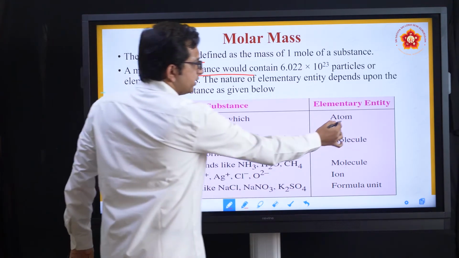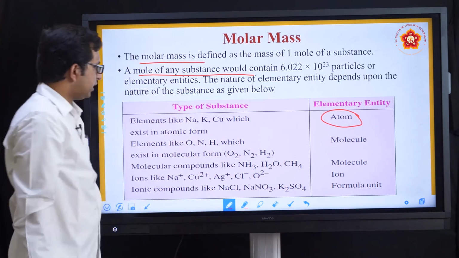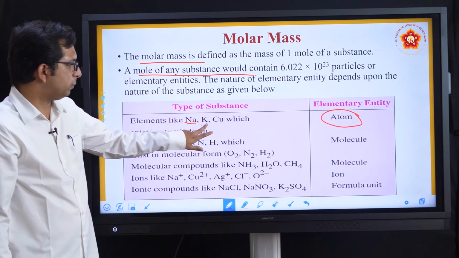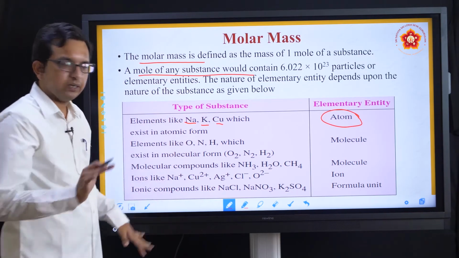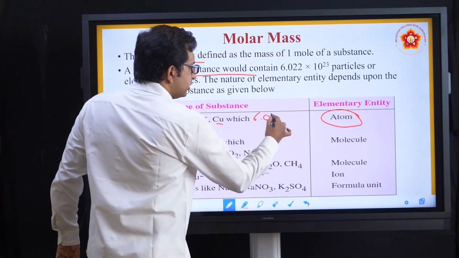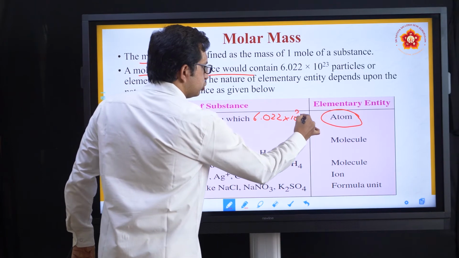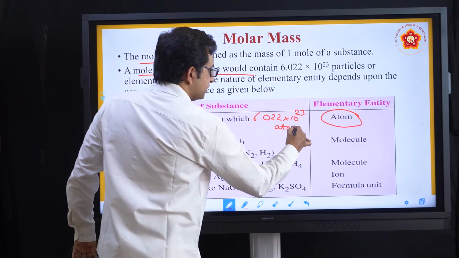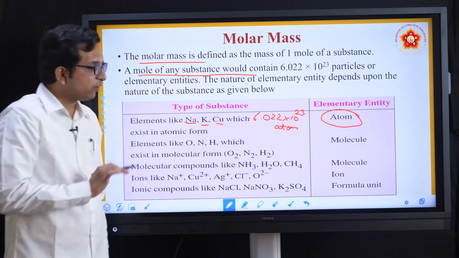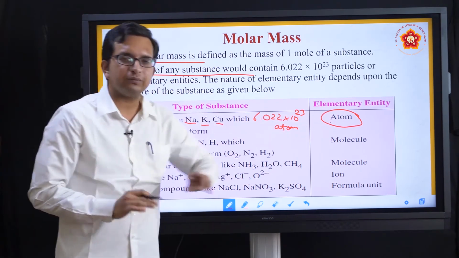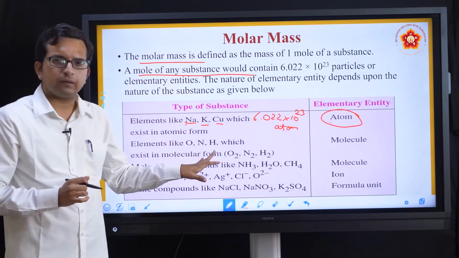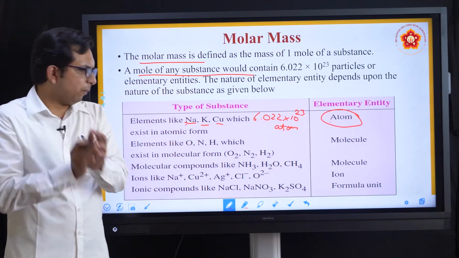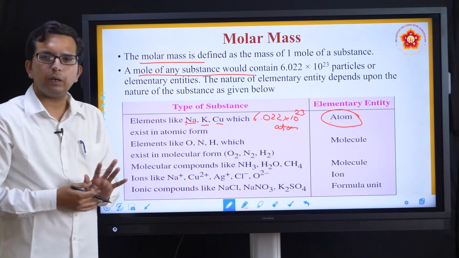If you are considering it as an atom, then all these are atomic forms. Sodium, potassium, copper, all these are in atomic states. So all these elements will contain 6.022 × 10^23 atoms in their state. Don't get confused between this atoms and the atom that is written here. An atom is basically the indivisible part, and for that 1 mole compound, so many components are present.